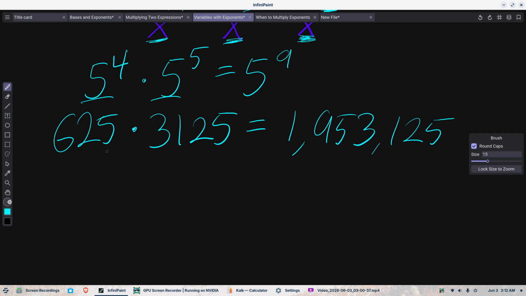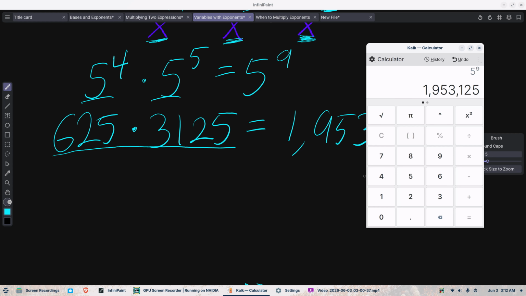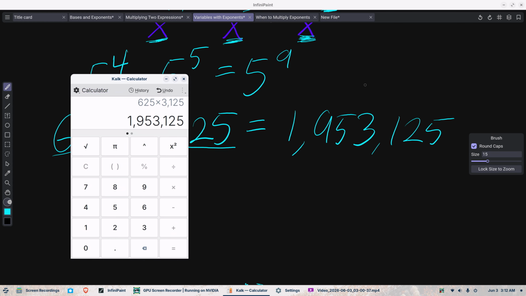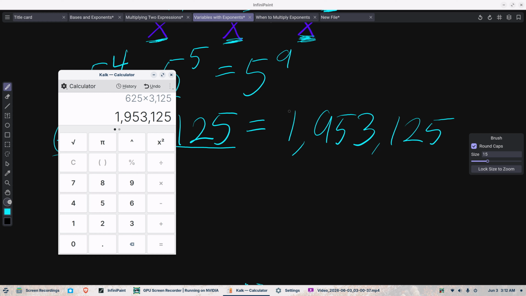And then all that's left to do is to multiply these two numbers, so let's do that. So we multiply 625 with 3,125. This gives us 1,953,125. And you can see that these two expressions are indeed equal.